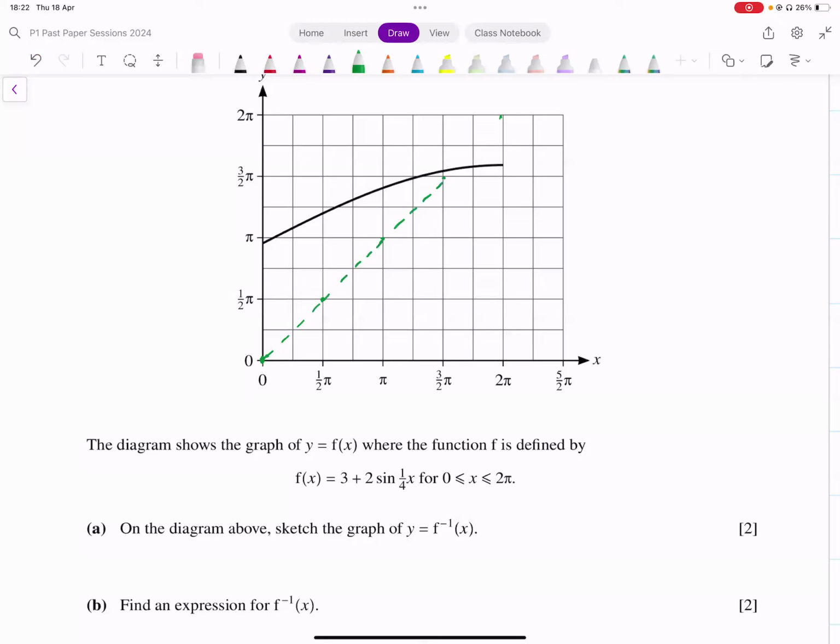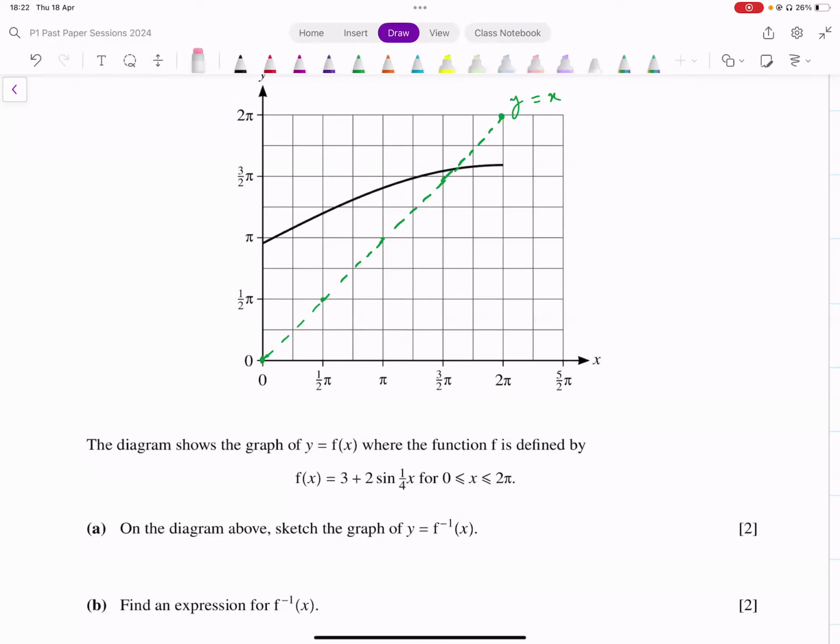You would draw a dotted line like this using a ruler, okay? This is the line y equals x. You can just take 2 points like this, 0, 0, and 2 pi and 2 pi, and just join these 2 points using a ruler. And now you need to reflect this graph. Now it's not very straightforward how to reflect the graph.